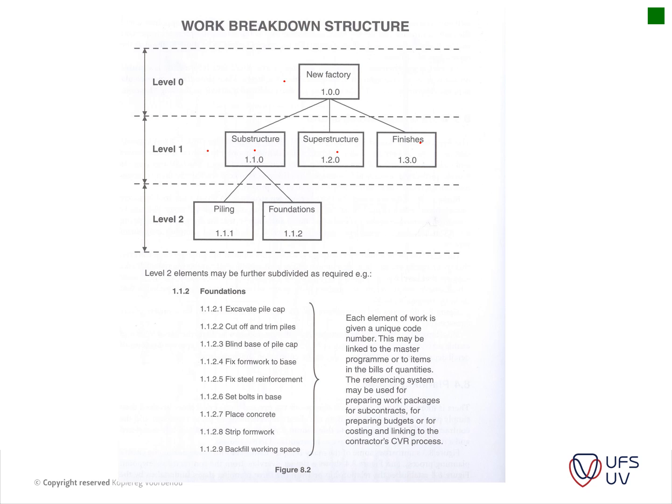For instance, what they highlighted here is level 2 elements may be further subdivided as required. You've got your excavate, pile caps, cut off or trim the piles, blinding, base of pile caps, fix formwork and base, and fix steel reinforcement, set bolts, place concrete, strip formwork, and backfill working space. Okay, so that's just going through it and sequencing it.